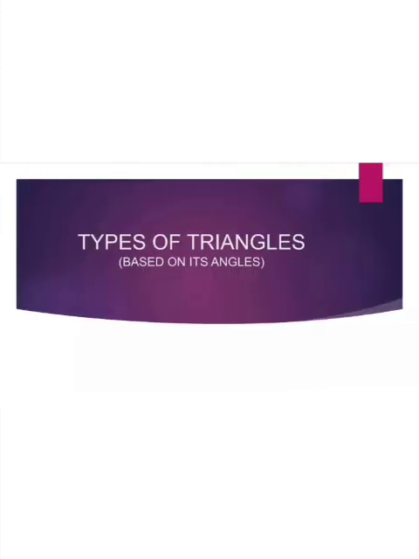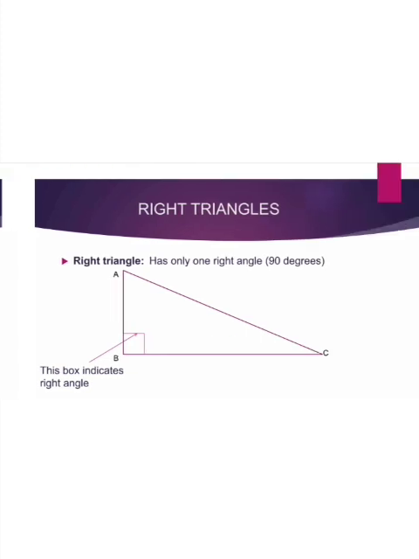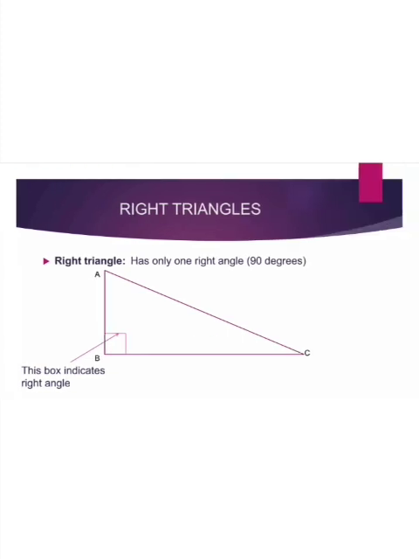Types of triangles based on their angles. Acute angle triangles have three acute angles. You can see that. Let's move on. Right triangles.